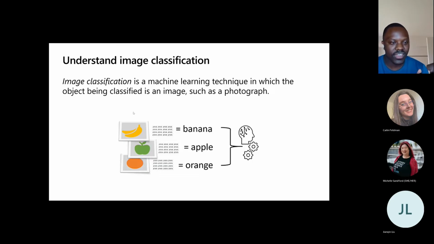And then we can once again have an image classification model that, well trained with a representative sample, can get an accurate prediction of a test image of either banana, apple, or orange. So that is image classification from an overview perspective.